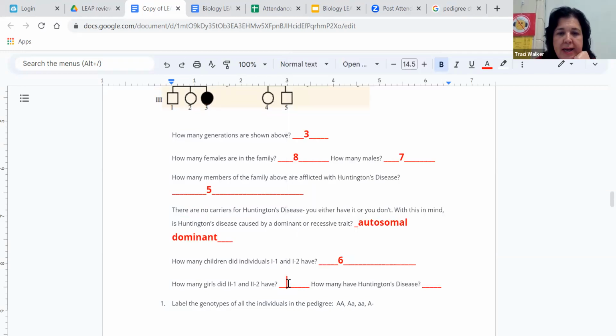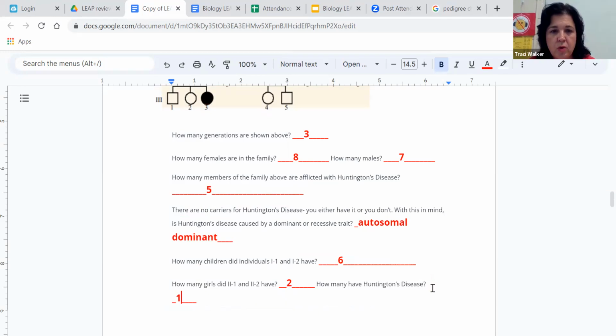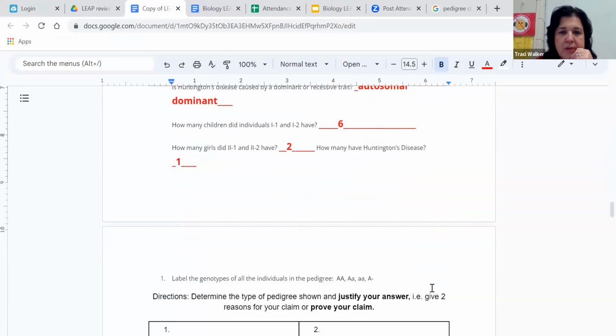So how many girls did they have? They had 2 girls. And how many had Huntington's disease? Just 1. Okay. All right.